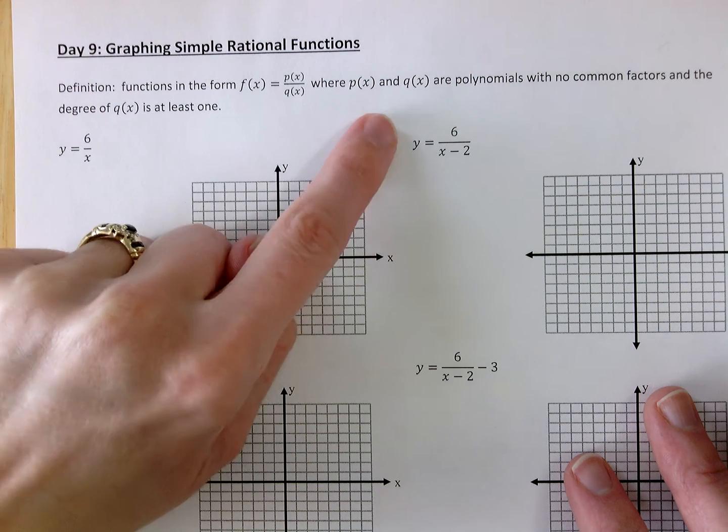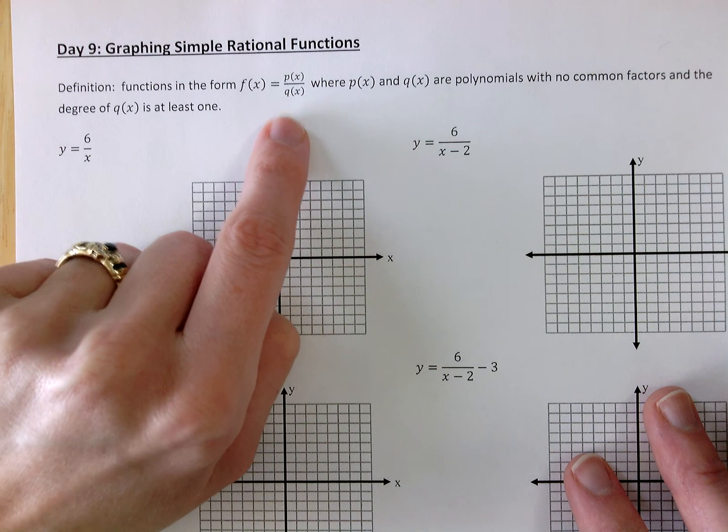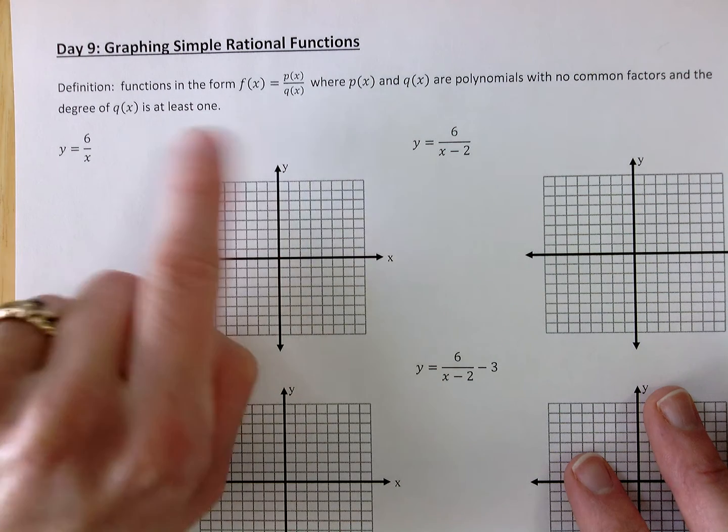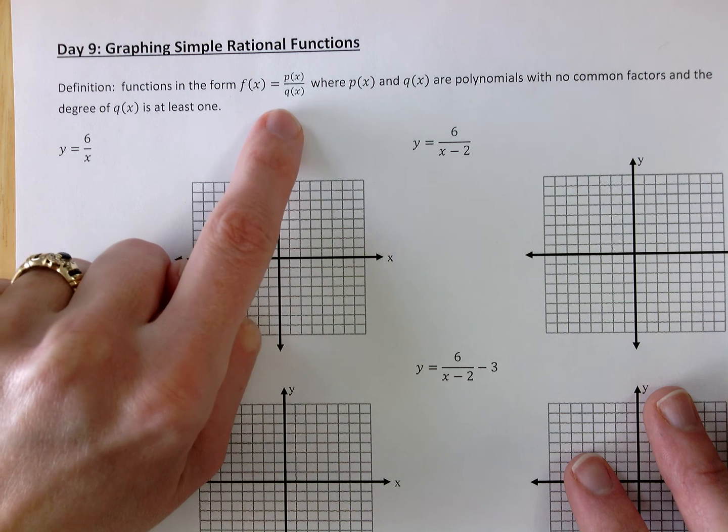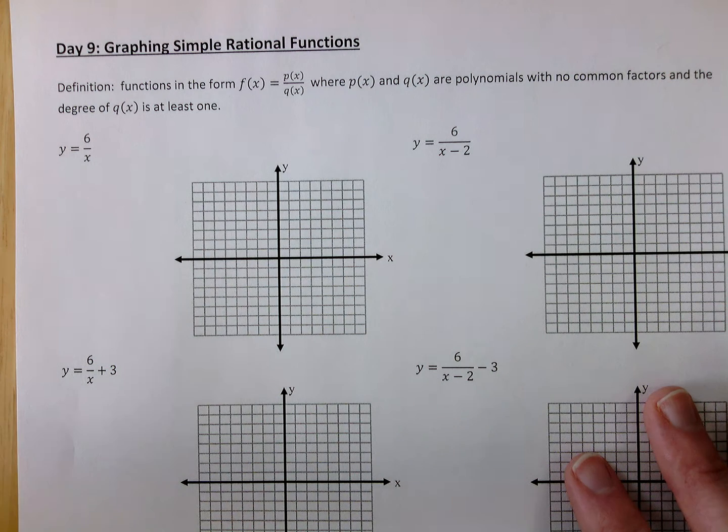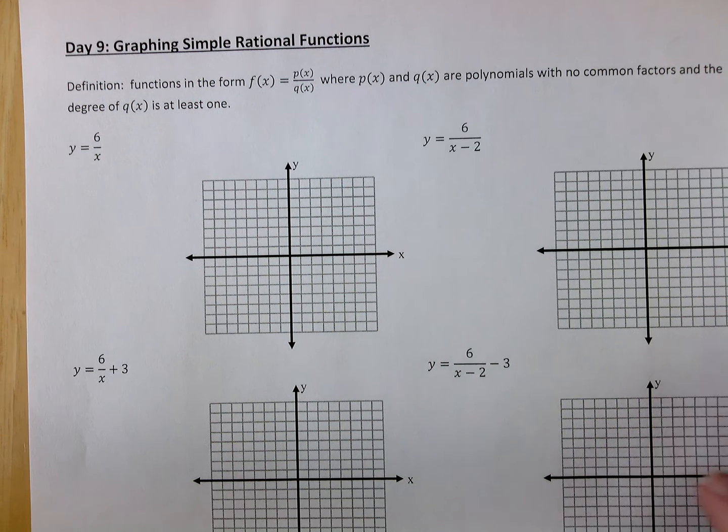Okay, so P of x and Q of x are polynomials, no common factors, and the degree of the denominator has to be at least 1. So there has to be at least some variable in the denominator. We're going to come back to this common factor thing and how something like that would impact a graph.